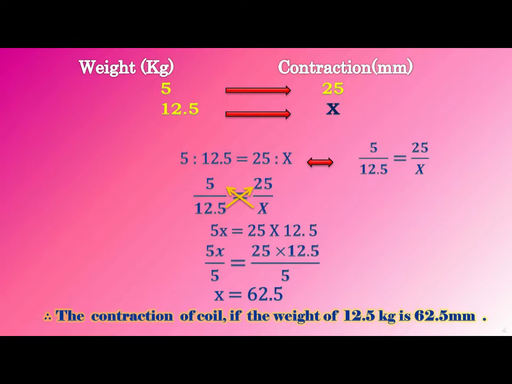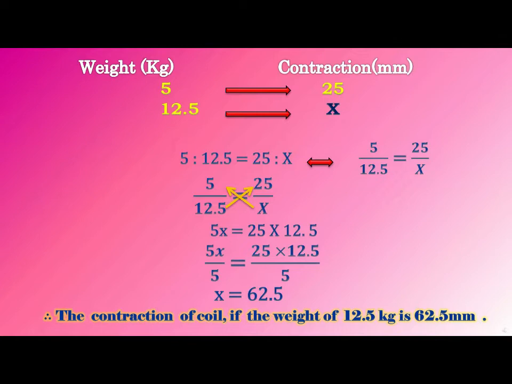We know the weight of 5 kilograms is placed on a coil, it contracts by 25 millimeters. And we need to find the contraction of 12.5 kilograms. The problem is we don't know it. For the unknown one, we can put an algebraic letter like x. What we need to find? Now children, can you remember in the beginning of the lesson I explained that these two can be written as ratios. See, 5 to 12.5.